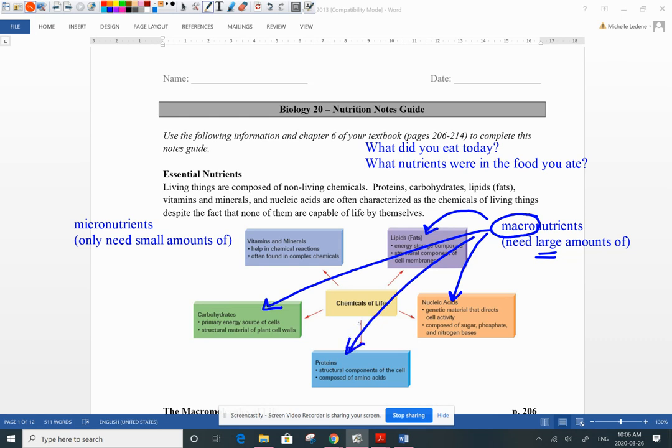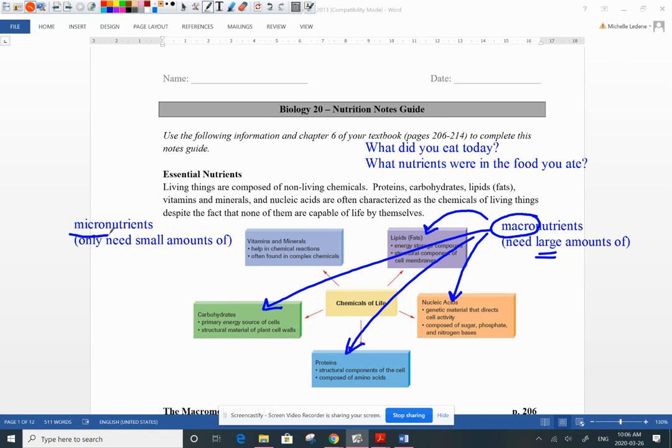Okay, so like yogurt, you guys know is high in protein, but it also has a fair amount of sugar. I had some nuts and those almonds, they have a little bit of fat in them, protein, carbs, right? So what macronutrients did you have in your meal today?